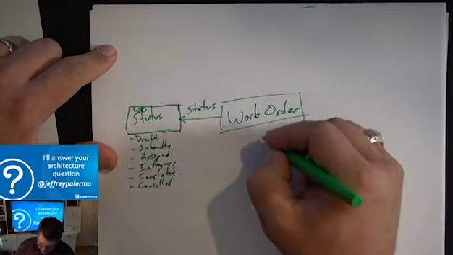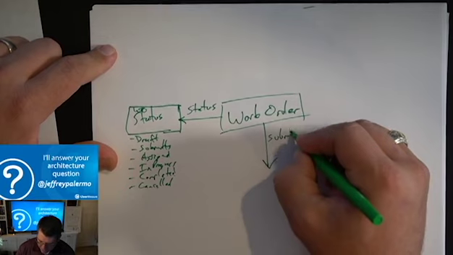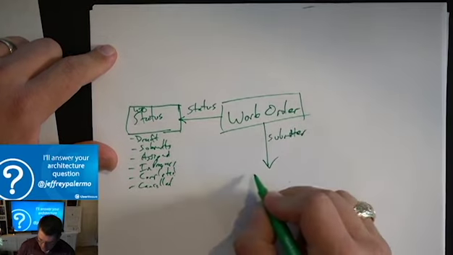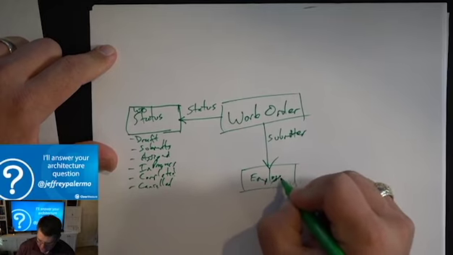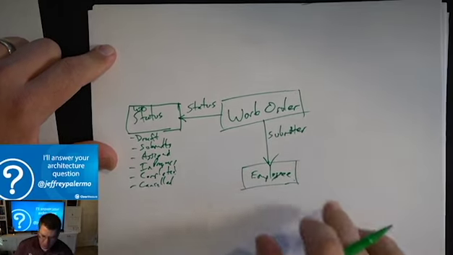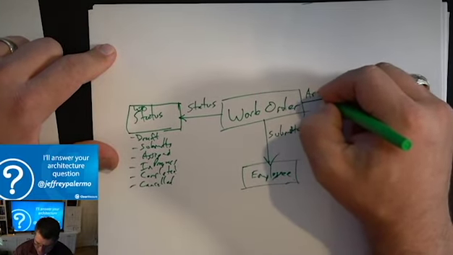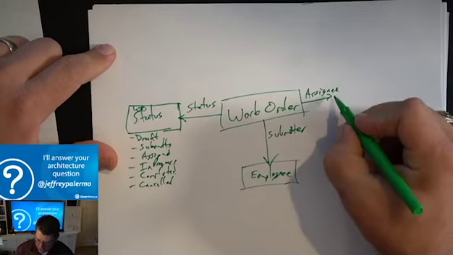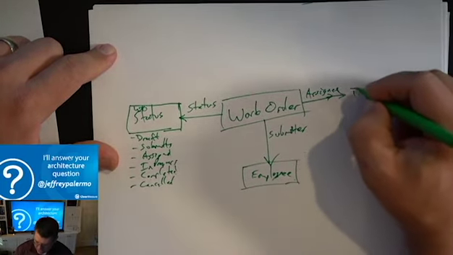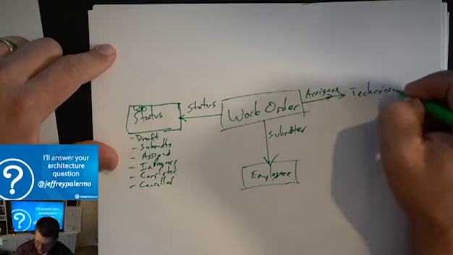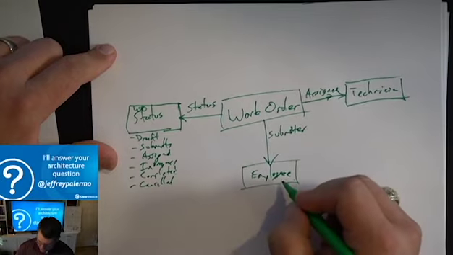And also we need a submitter, somebody who's going to submit the work order. And so if I have an organization, let's just say, well, there's another entity, an employee is a submitter. And then we need someone to assign the work order to. So an assignee, and you can assign it to a technician. Okay, there we go. But you know what? A technician is also an employee.